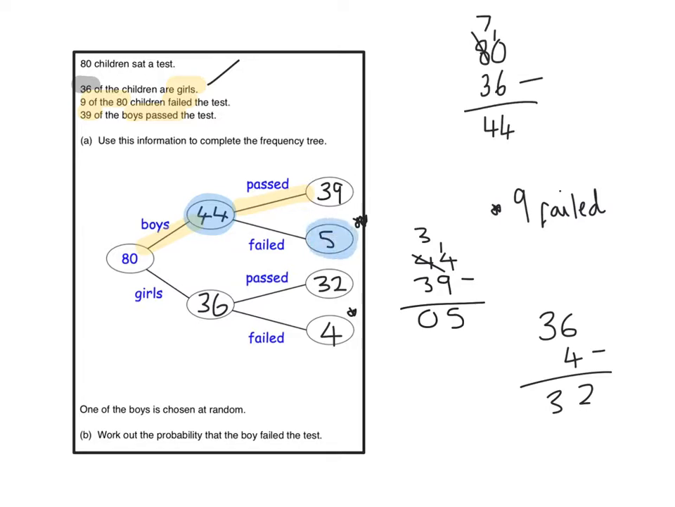The failed boys are 5. So it's 5 out of 44, because I'm only interested in the boys. I'm not interested in the whole lot. I'm only interested in the boys. So it's 5 out of 44.